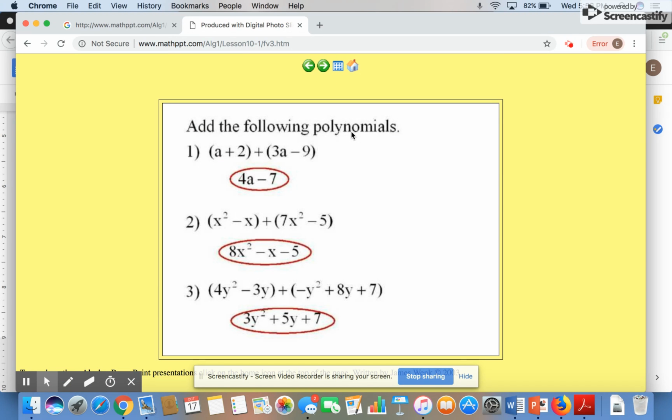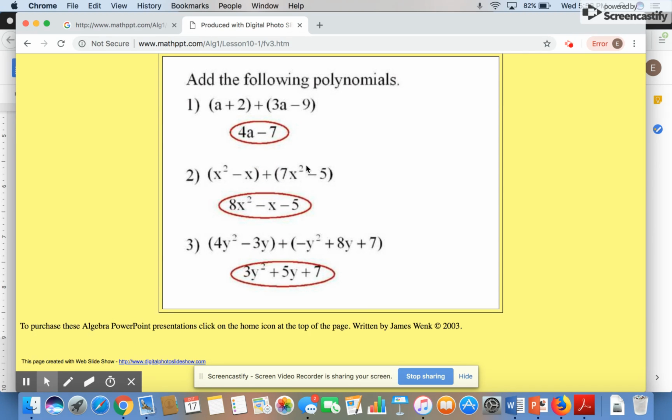So to add, you simply add your like terms. So you have an a plus a 3a, which will give you a 4a. You have a 2 plus a -9, which gives you -7, and that's your answer.